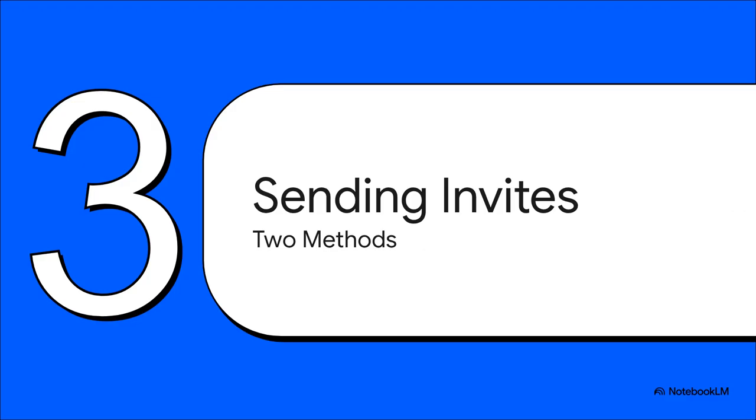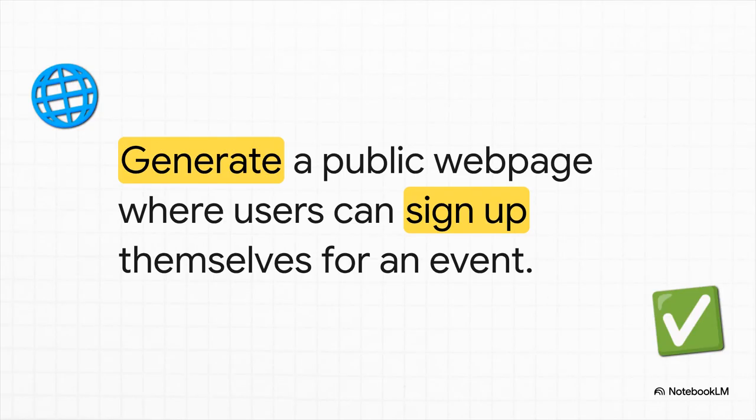All right, so let's get to the really practical part. How do you actually send invites with this thing? Well, the system gives you two really distinct, really powerful ways to do it, and it all depends on what you're trying to do. Let's break them down. So method number one is perfect when you want to go big. Imagine you're promoting a public webinar on your website or social media. This approach lets you create an automated event page where people can sign themselves up.